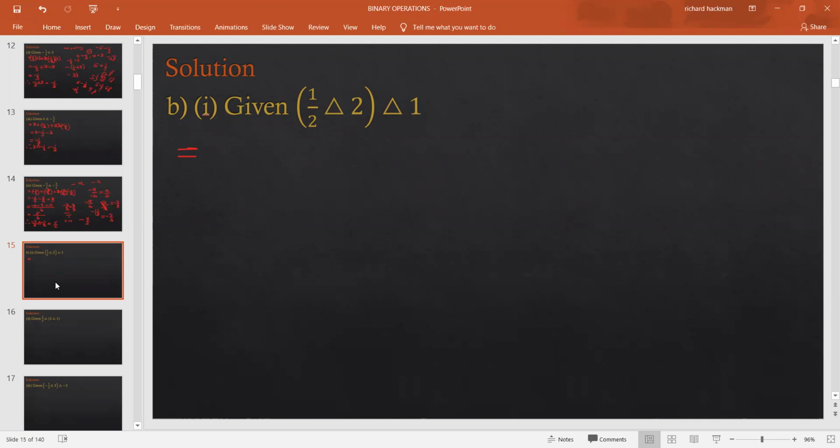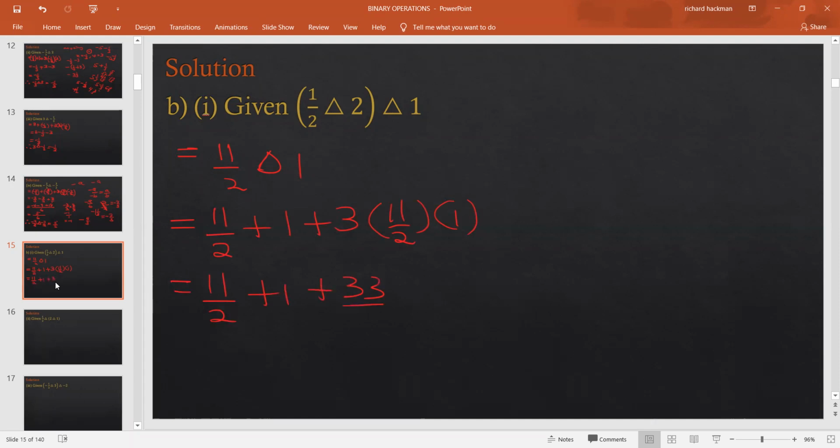So 5.5, we know, is the same as 11 on 2. So this is 11 on 2 delta 1. We've done this already. We know delta means the first, plus the second, then plus 3 times the first, which is 11 on 2, then times the second, which is 1. So in this case, you get 11 on 2 plus 1. This one you can't cancel. You can only multiply. So you get plus 33 on 2.